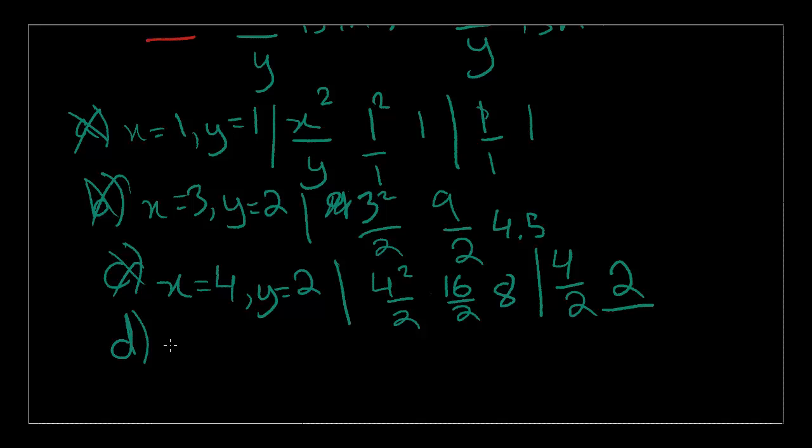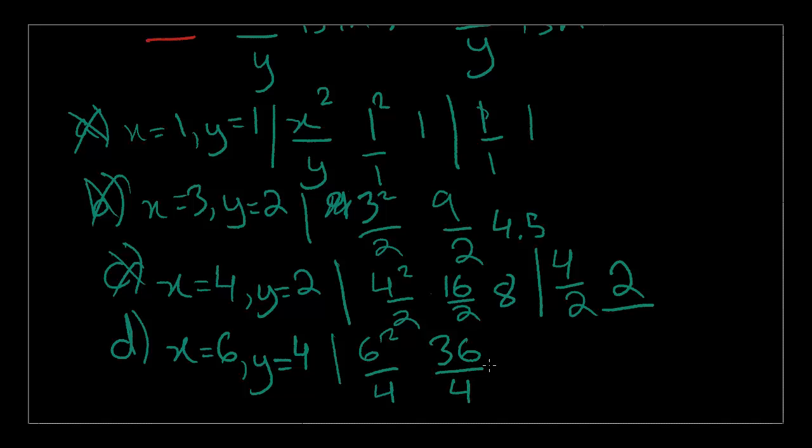And so in D, this is a long problem. X equals 6 and y equals 4. So 6 squared divided by 4, which is equal to 36 divided by 4, which is equal to 9. And it is an integer, so this is correct.